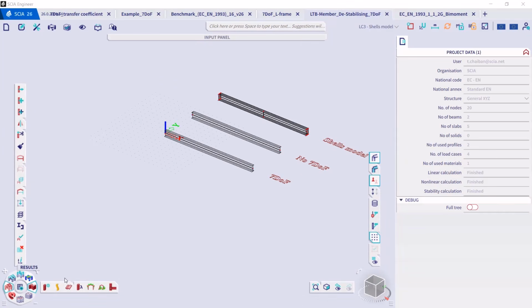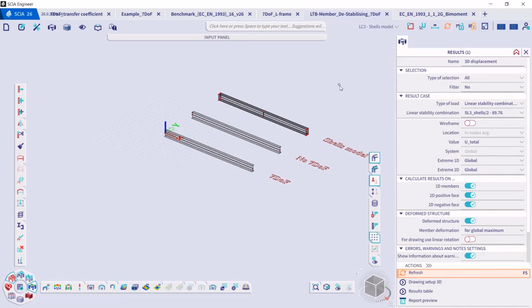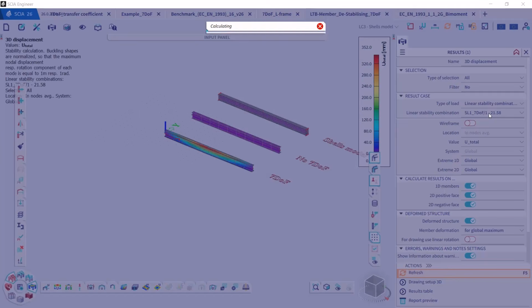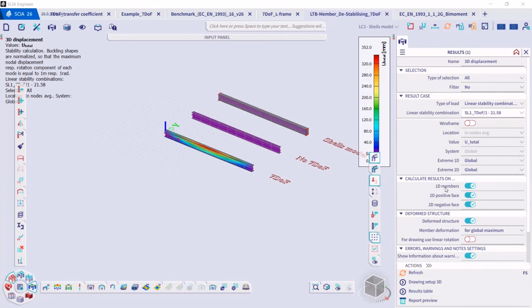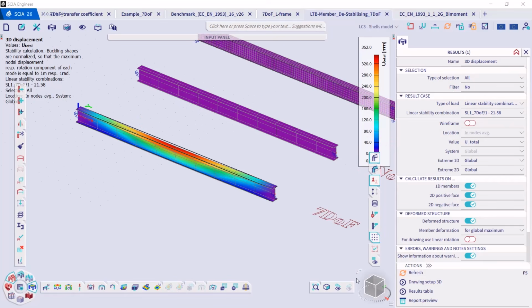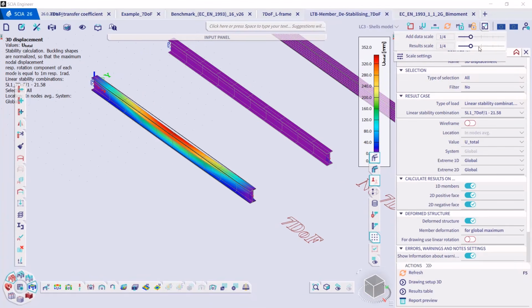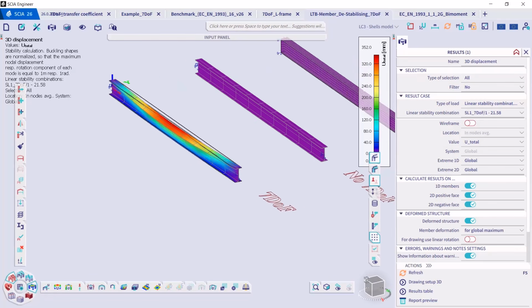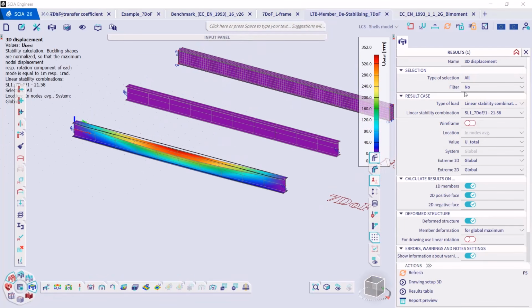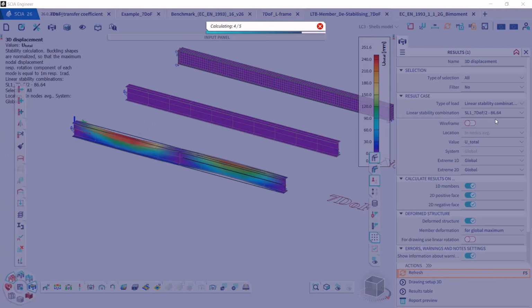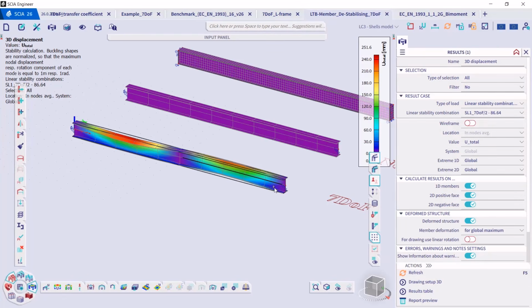So if you look at the 3D displacements, let's start with the first eigenmode, which has an alpha critical equal to 21.58, and it appears on the beam which has a 7th degree of freedom. And you can see that it clearly shows a lateral torsional buckling of the top flange. If you look at the second value, which is an alpha critical of 86.64, it appears on the same beam with a different shape.